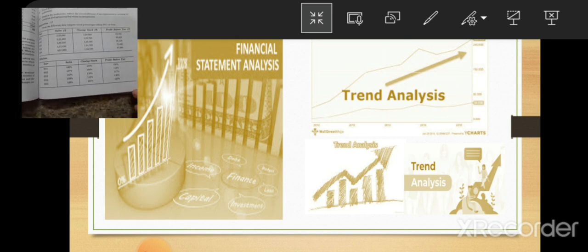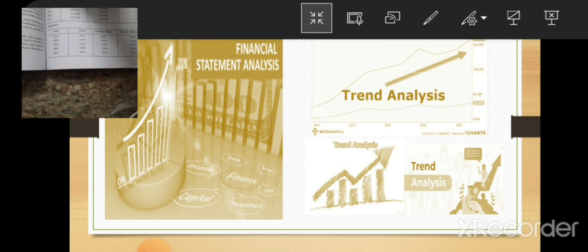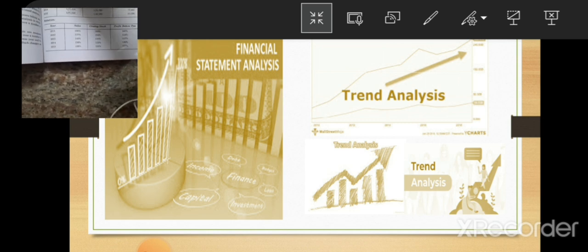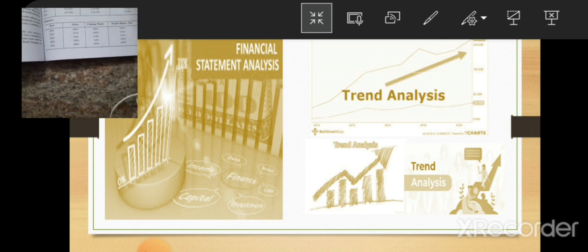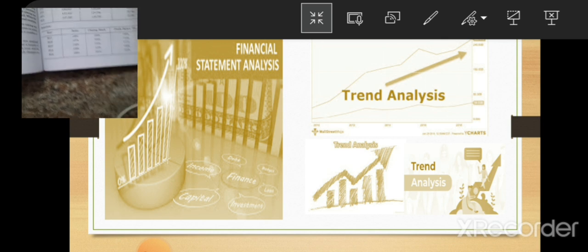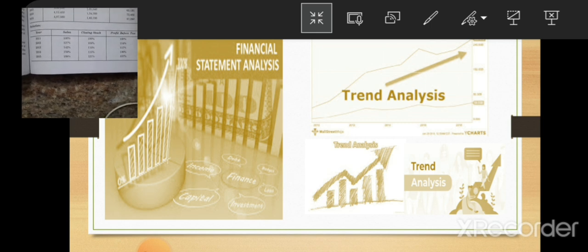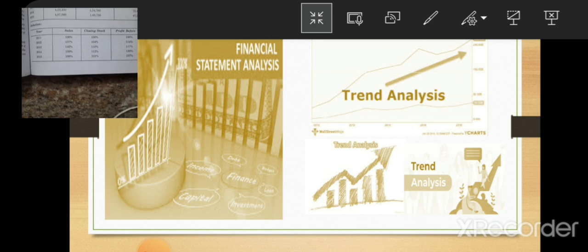So how to calculate the trend? So when you look at the solution, we have to take 2011 as the base year, and we have to compute sales, closing stock and profit before tax for other years. So how to solve this?